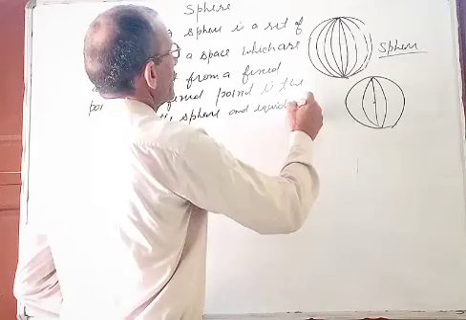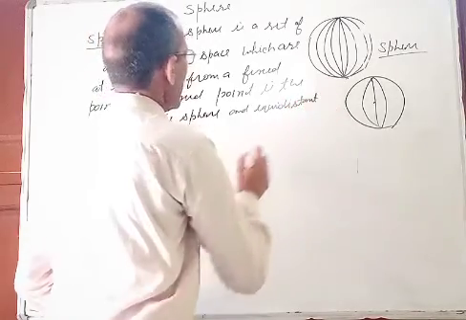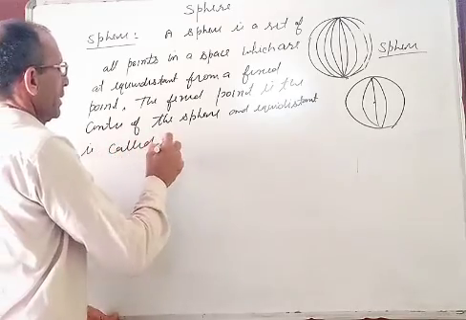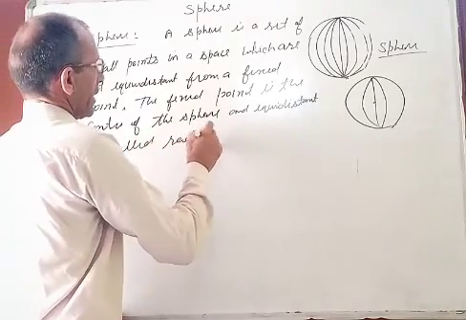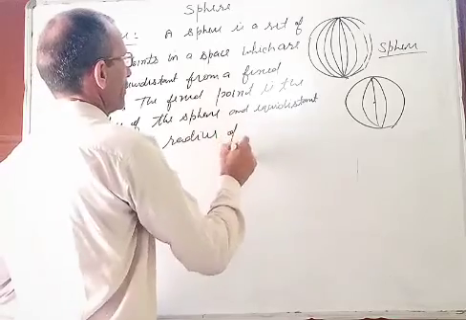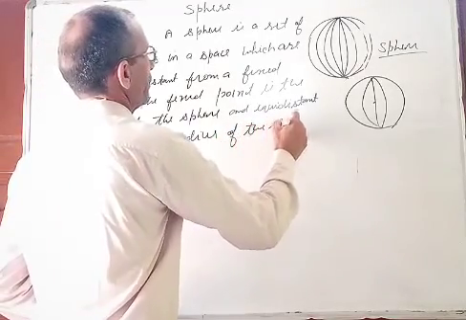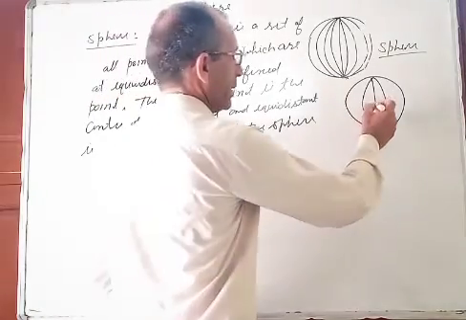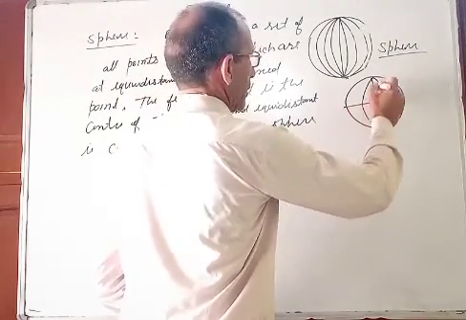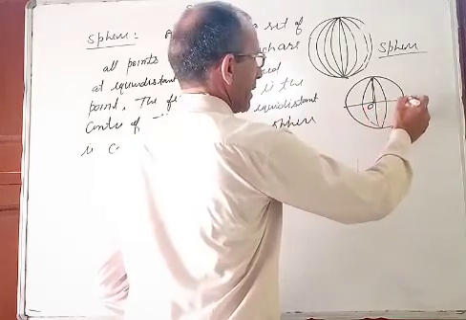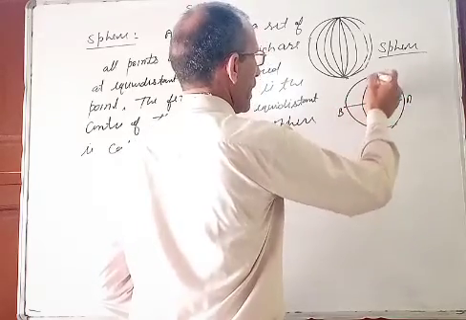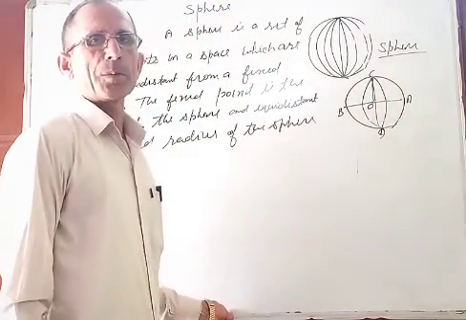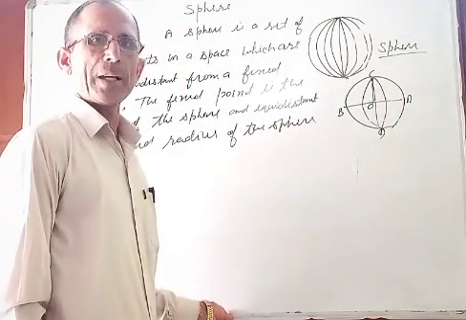The equidistant is called the radius of the sphere. O is the center, and OA, OB, OC, OD are the radii of the sphere.